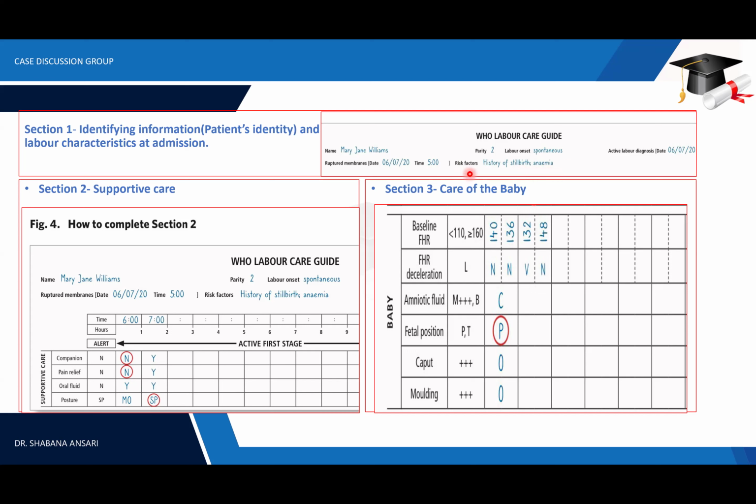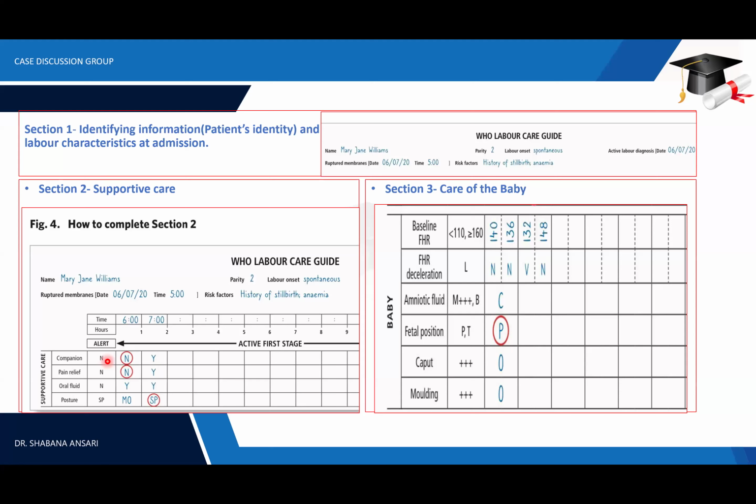Okay, any questions? Fine. Coming to section 2, this is the supportive care. So this is the new column in the labor care guide. Now how to fill this. Here we will see companion, pain relief, oral fluid, and posture. So here again, there is a new column, that is the alert column. So this vertical column here, this is the alert column.